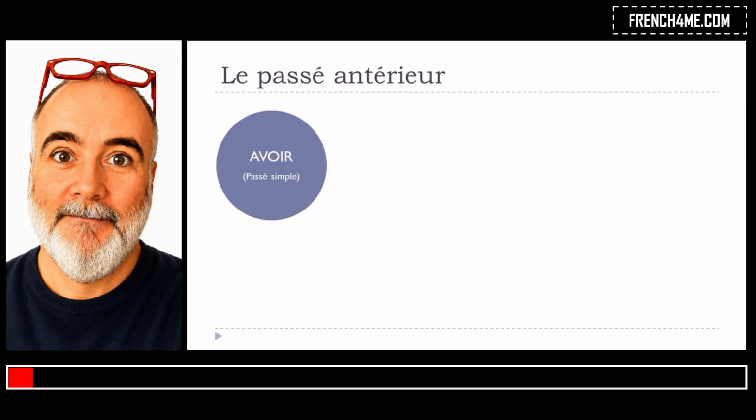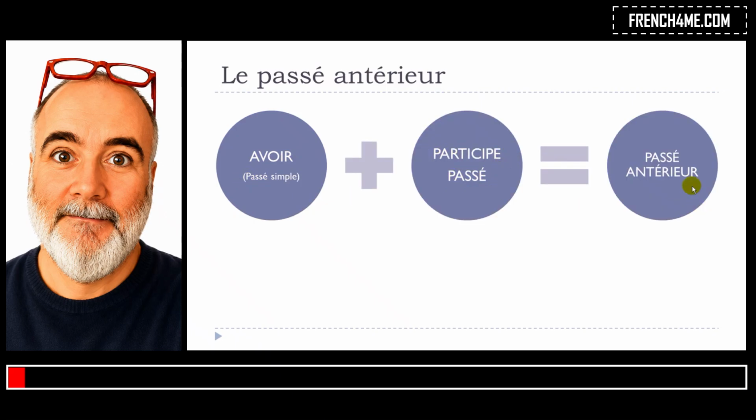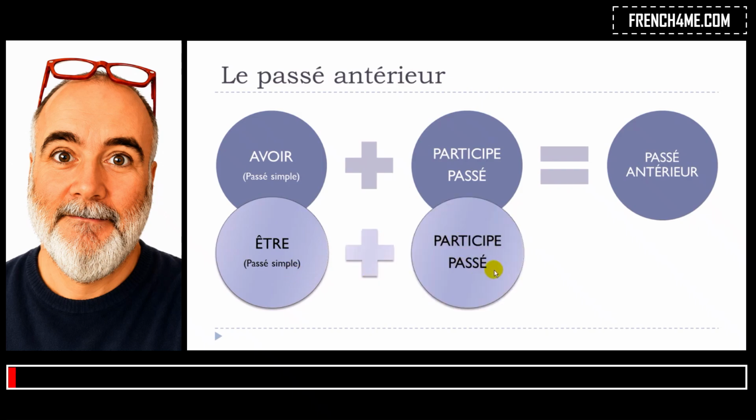Okay, so keep in mind that le passé antérieur, one more time, you get avoir conjugated at the passé simple, then you will have your participe passé form, and you will get this passé antérieur form. In some cases, as we saw, we'll use être, same thing at the passé simple, then your participe passé, and it will give you le passé antérieur.